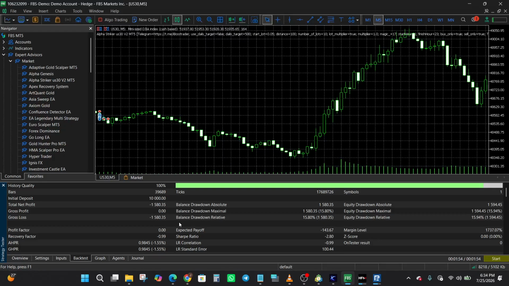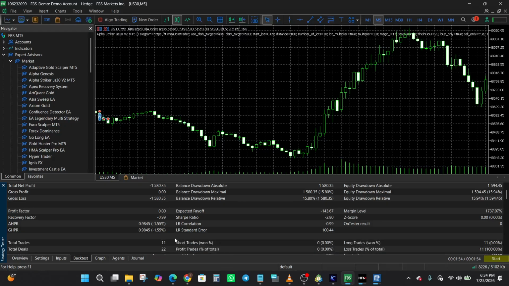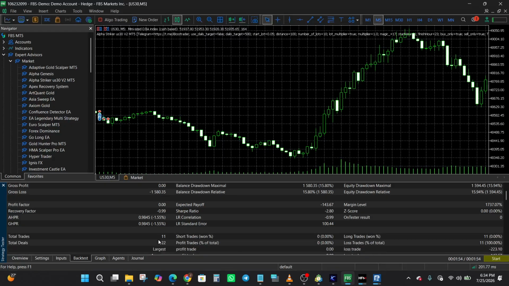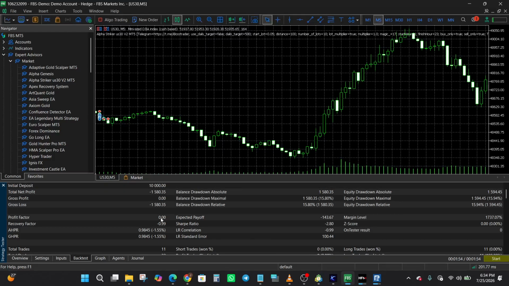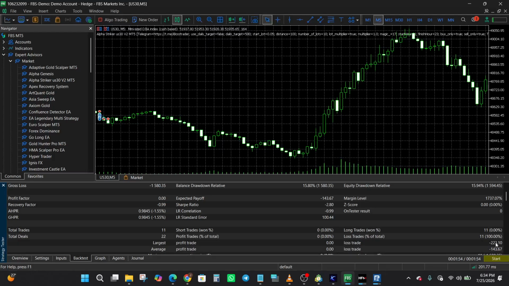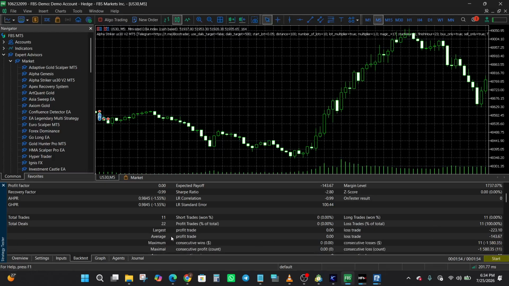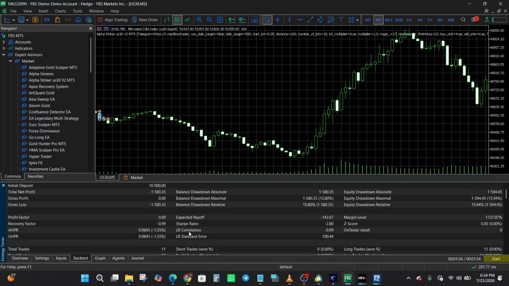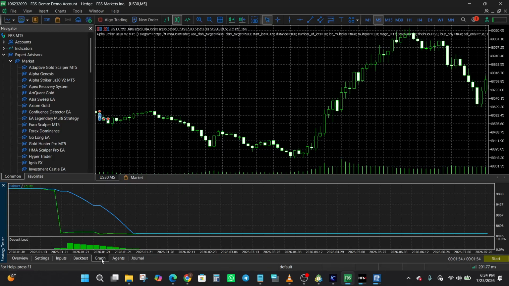The total net profit for the period was a loss of $1,580. Every single one of the 11 total trades placed during this test was a loss. You can see 0% win rate with a profit factor of 0 and a negative recovery factor. The largest single losing trade came in at $223. So it was just a losing streak.